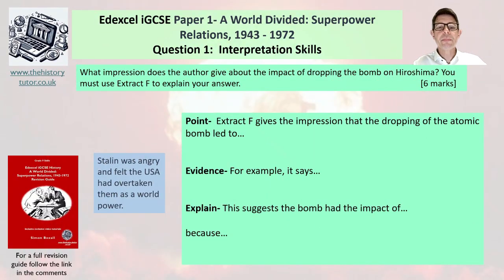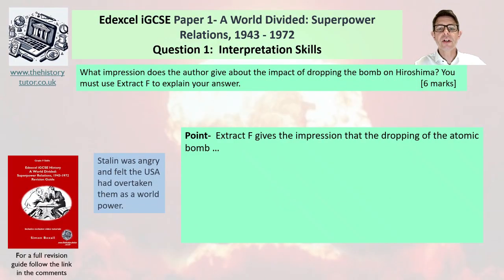So we've got our viewpoint here. Stalin was very angry and felt the USA had overtaken them. And we could then write a simple PEE paragraph. Extract F gives the impression that dropping the bomb led to Stalin being upset. For example, it says, maybe give a little summary, then explain the impact of this. So let's work through one together. So we're going to make an opening point. You can do this in your revision guide. You can see the idea we're going to use there.